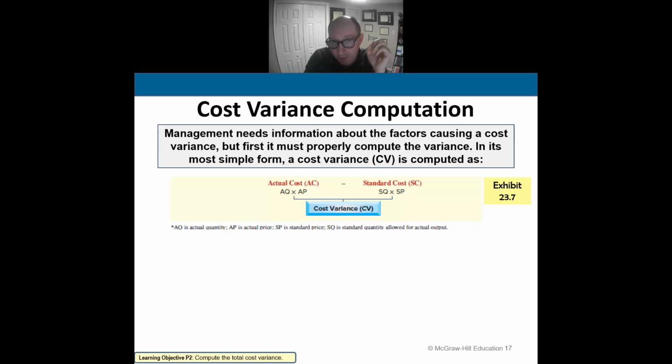Step two is find the standard cost. Standard cost is the standard quantity times the standard price. That's step two. First, find the actual cost, then find the standard cost. And then, of course, the third step is take the actual cost minus the standard cost. Think of those little parentheses where the multiplication parts are. Do those first.